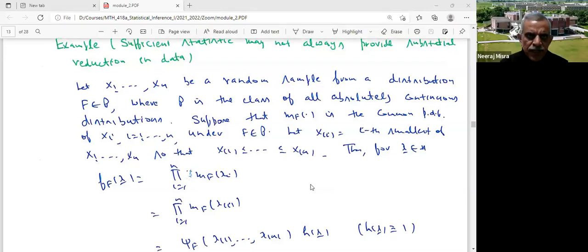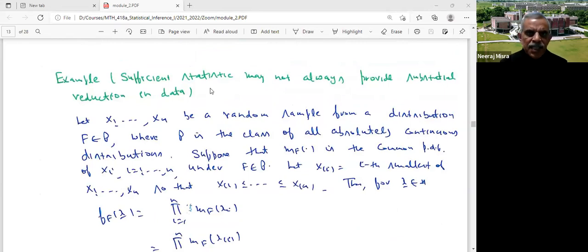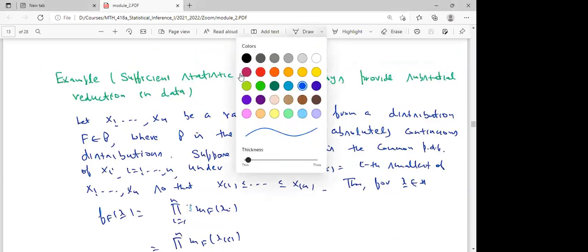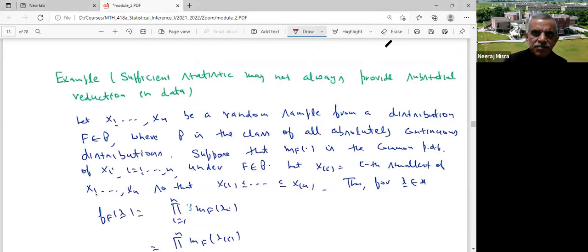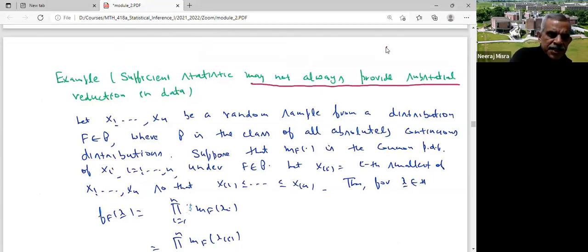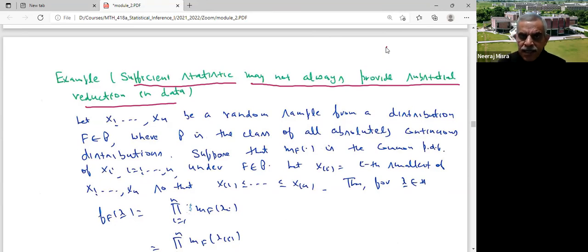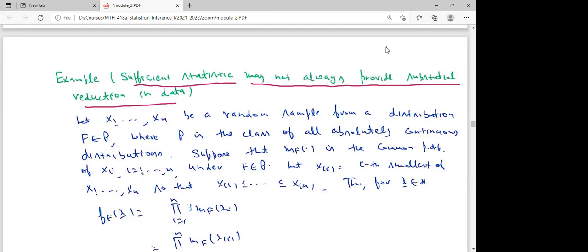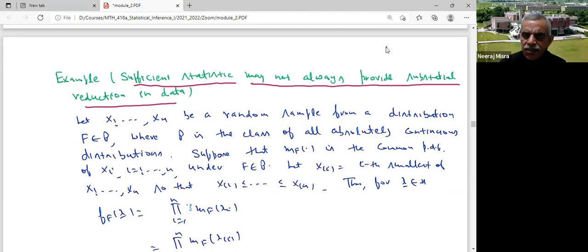So let me now do an example which illustrates that a sufficient statistic may not always provide substantial reduction in the data. Now we saw a few examples where, through a sufficient statistic, n-dimensional data x1, x2, ..., xn can be reduced to one-dimensional data like x bar or summation xi. But that may not be the case always, as the following example illustrates.